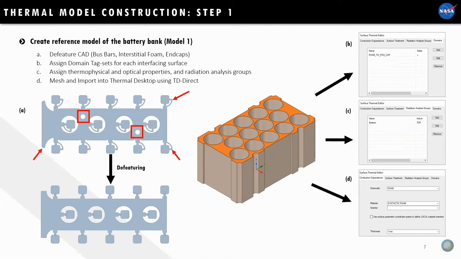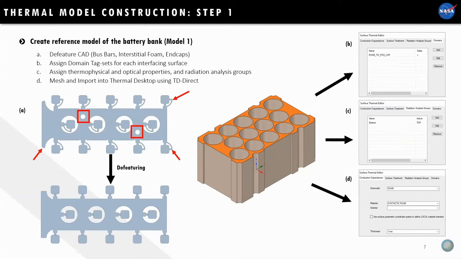You can see on the left side of the slide here for image A, some examples of defeaturing. Some of these holes and some of the small features on the tabbing don't provide a really significant heat path and also just complicate our model with more nodes. Those are the kind of things we remove when defeaturing our CAD.